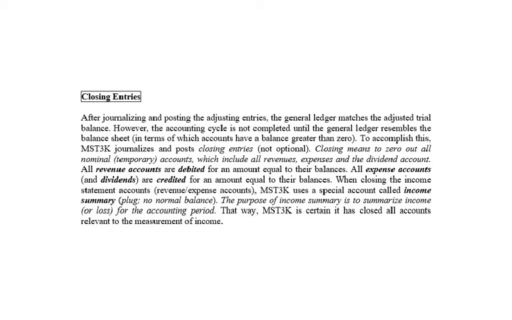So when I say closing, again, these are not optional in a business environment, it means to zero out all of those accounts. So the way that's going to work is all the revenue accounts are debited for whatever their balance is. Expense accounts and the dividends account are going to be credited for an amount equal to their balances. So we're not getting rid of them. We're just going to take whatever they are and summarize it down into the retained earnings account. That's the purpose of what we're doing here.